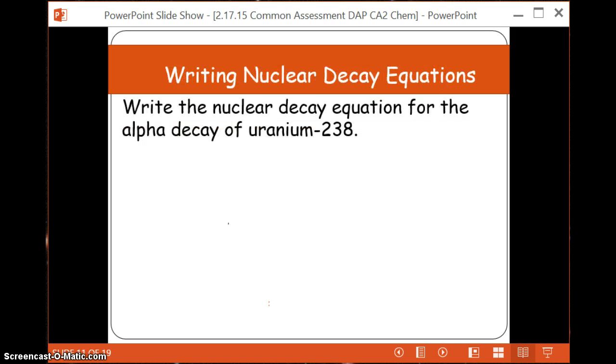If you were to write this nuclear decay equation, I want you to try this on your own. So you have uranium-238, and it's going to undergo alpha decay. So I'll give you about, it shouldn't take too long, 30 seconds.